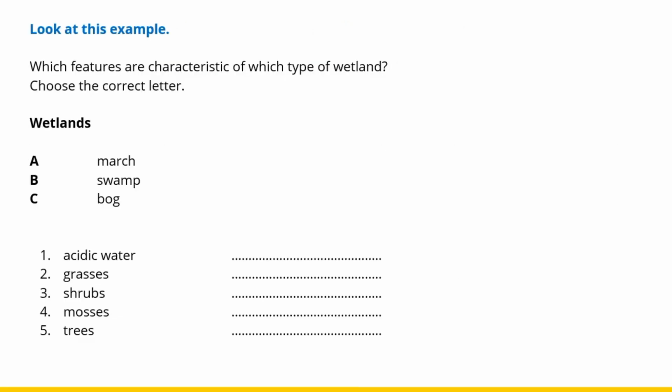So now we are going to review our example from the IELTS test, and the task is asking you to do the following. Which features are characteristics of which type of wetland? You need to choose the correct letter. As you see, we have wetlands and we have A, B, C, 3 different names. Don't worry if you have no idea of the meaning of the words. It doesn't really matter sometimes. And you have the following: 1, 2, 3, 4, 5, acidic water, grasses, shrubs, mosses, and trees.